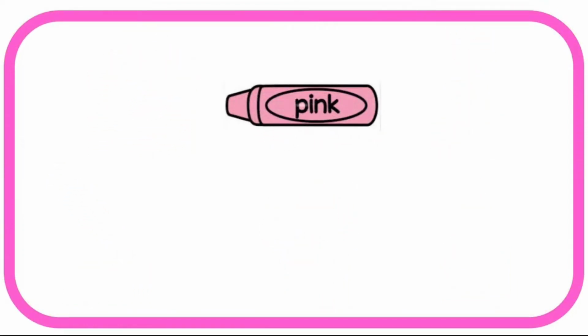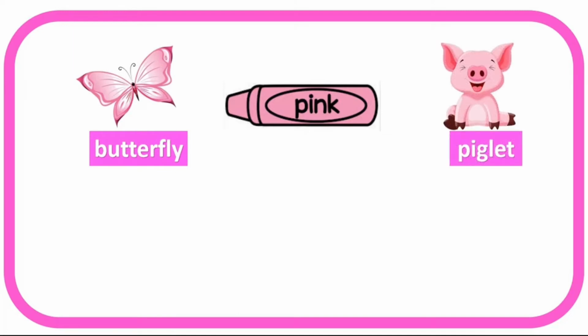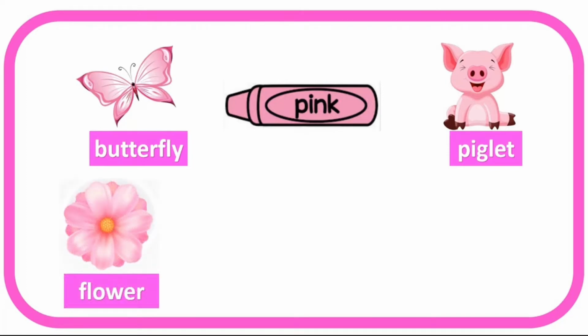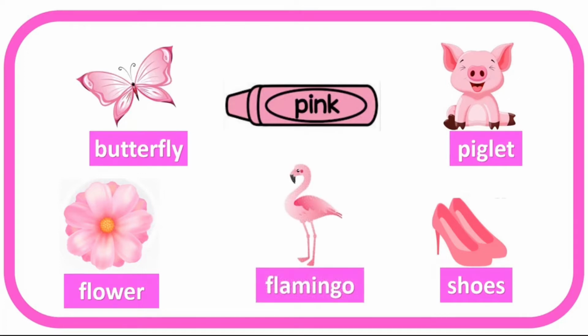Next we have color pink. Let's see some examples of color pink. Pink butterfly. Pink piglet. Pink flower. Pink shoes. And pink flamingo. This is the color pink.